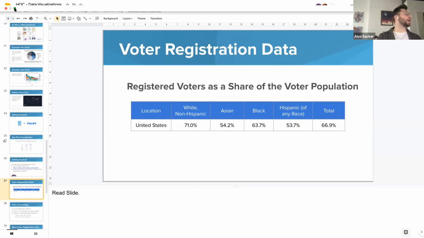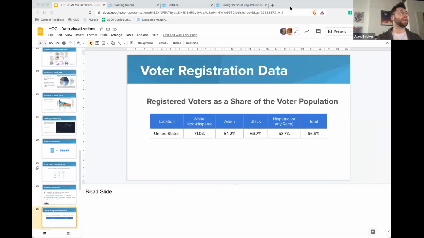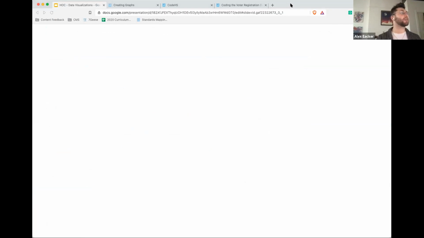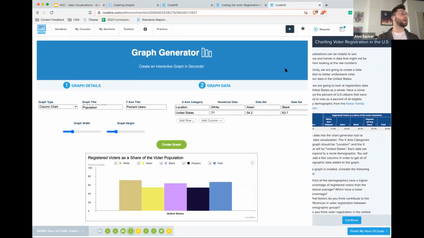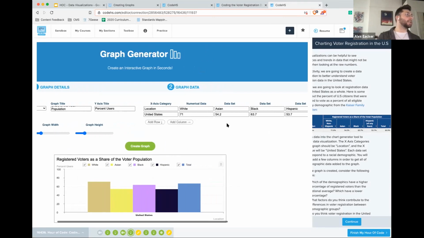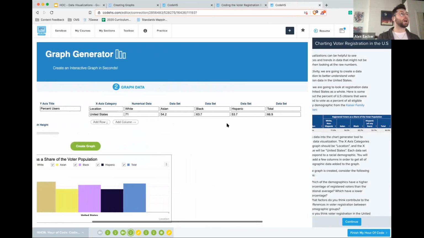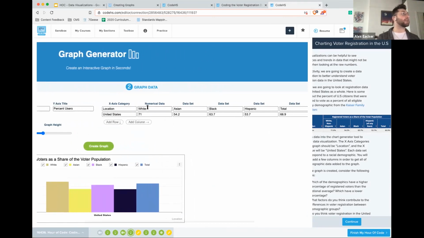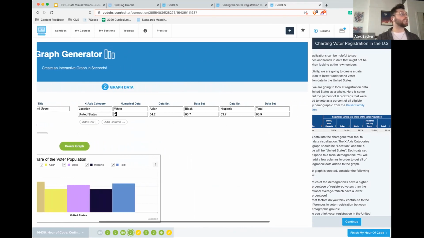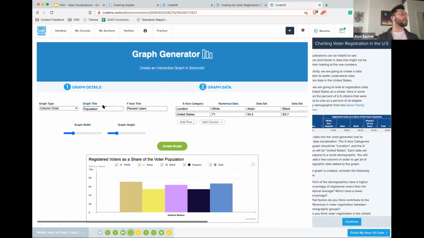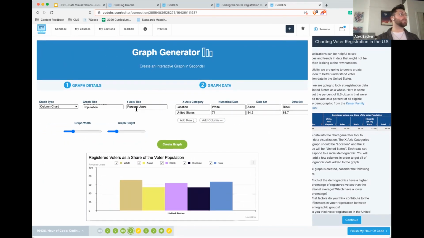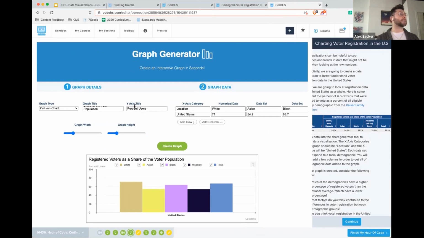Okay, so hopefully you were able to play around with that tool, and hopefully you were able to create a graph that looked a little something like this. The idea here is that each racial demographic would count as its own category, and we would just include the percentage as the numerical data. And then the percent users would be our y-axis, and the United States would be one of the categories.